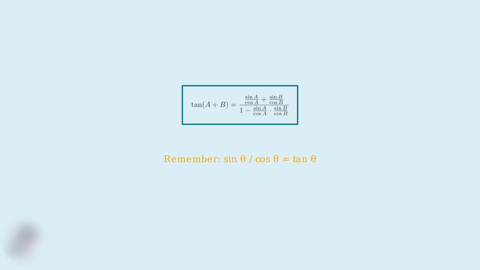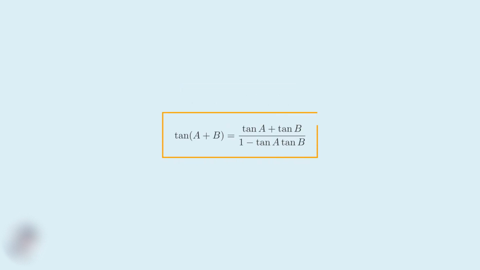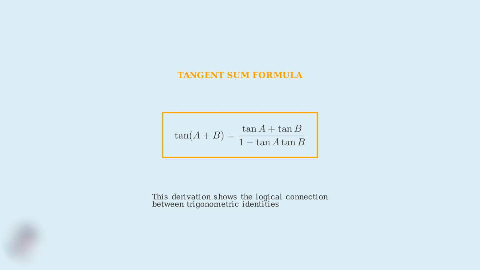Notice that sine a over cosine a is just tangent a, and sine b over cosine b is tangent b. This is the final step in our derivation. And here we have it, the tangent sum formula. Tangent of a plus b equals tangent a plus tangent b, all divided by 1 minus tangent a times tangent b. This beautiful formula connects the tangent of a sum to the individual tangents. Understanding this derivation is crucial because it shows you that the tangent sum formula isn't just a random equation to memorize. It's a logical consequence of the fundamental trigonometric relationships we already know.